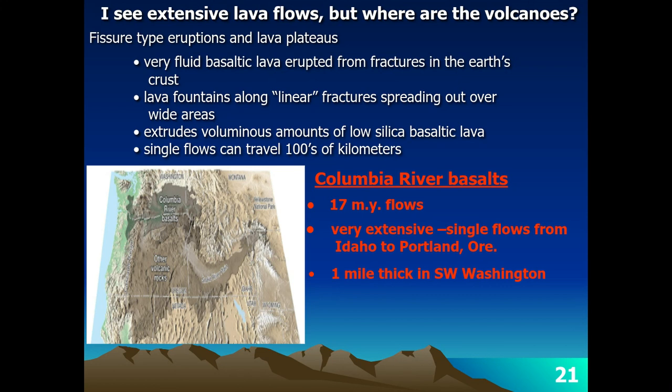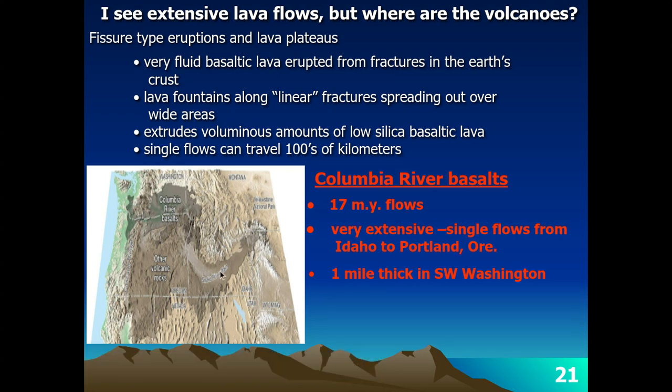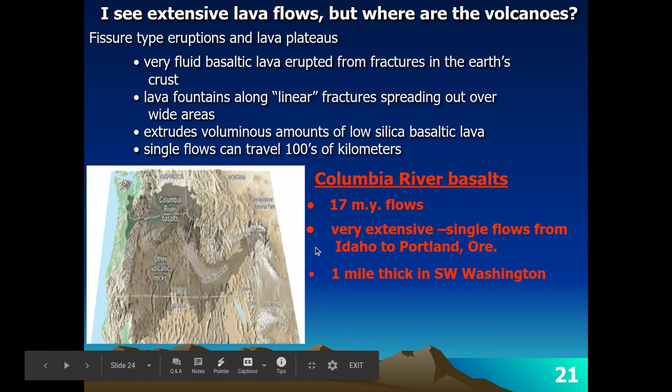And one of the best known types of fissure eruptions is known as the Columbia River basalts. If you look at the map in the lower left-hand corner, this is a map showing Washington State, Oregon, a little bit of Northern California, and the southern part of Idaho, along with the little northern part of Idaho here. And these are all an accumulation of basalts that have happened over a 17 million year fissure eruption. And these are very extensive.